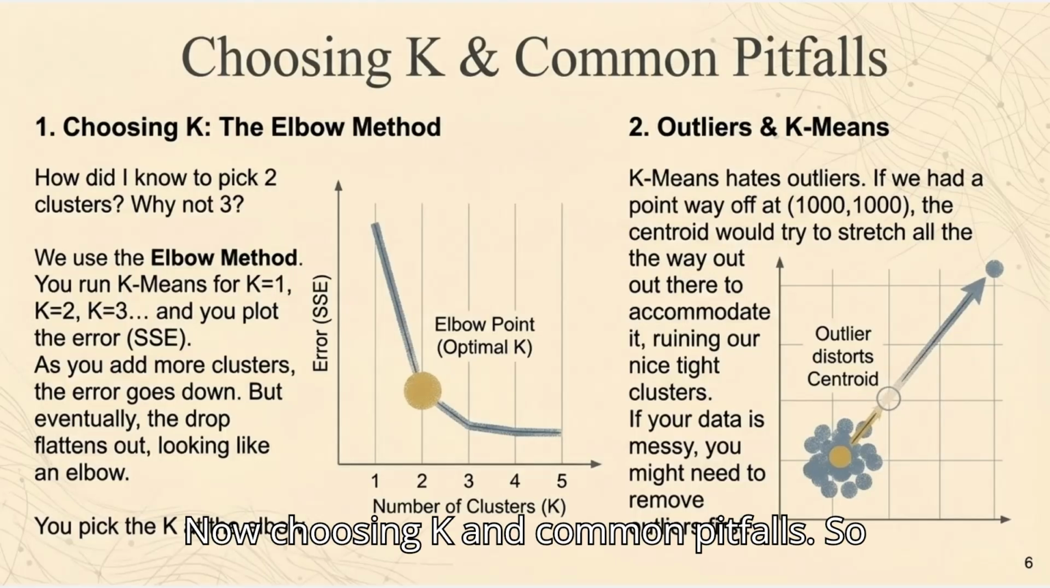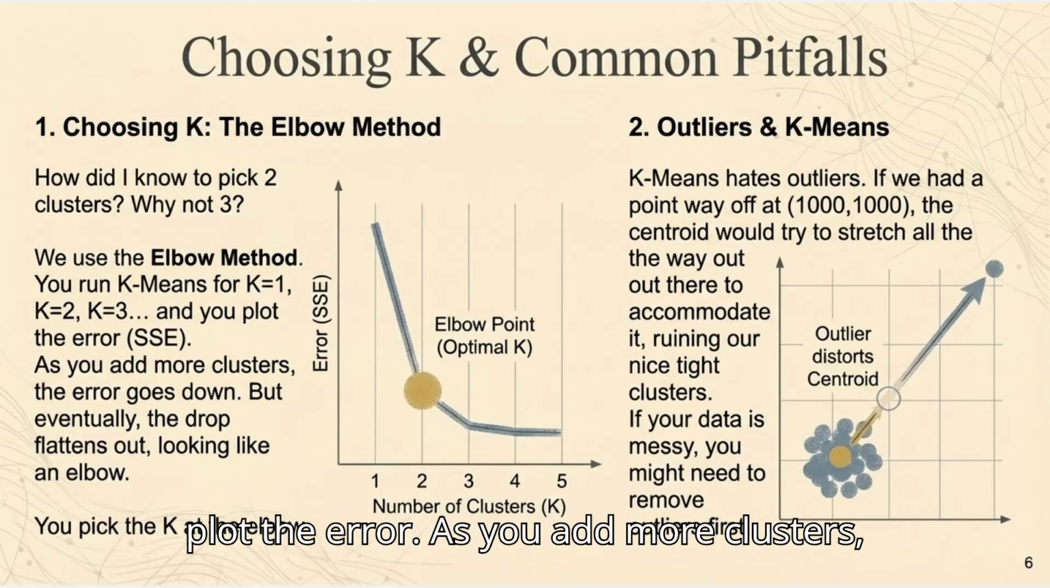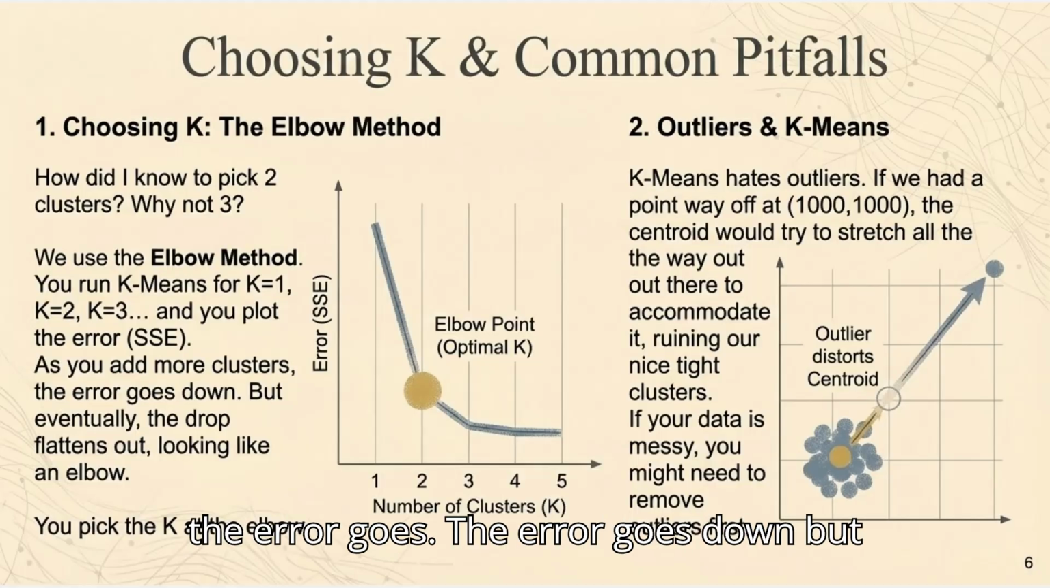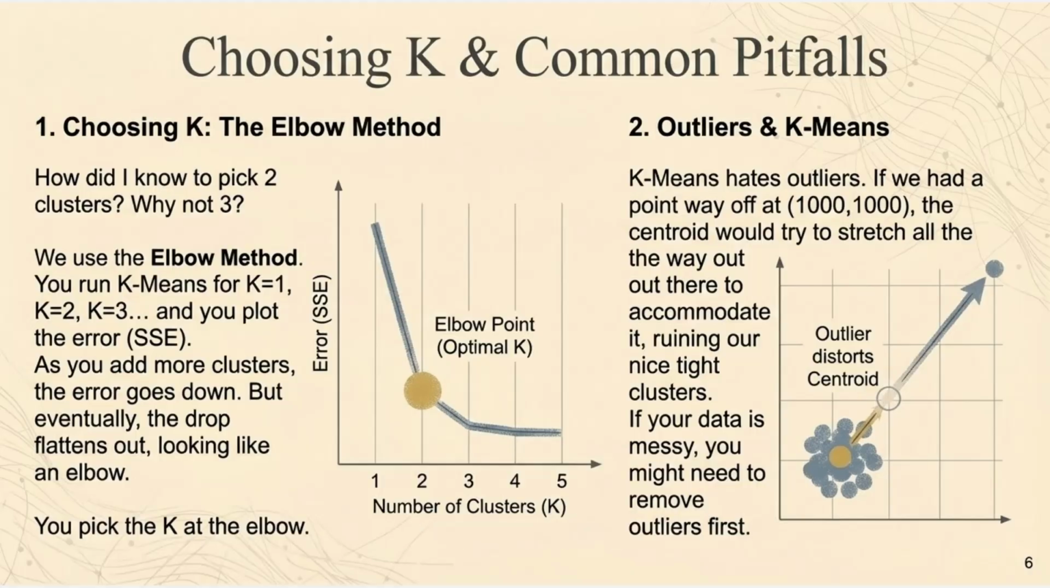Now, choosing k and common pitfalls. So, how did I know to pick two clusters? Why not three? We use the elbow method. You run k-means for k equals 1, k equals 2, k equals 3, and you plot the error. As you add more clusters, the error goes down. But eventually, the drop flattens out, looking like an elbow. You pick the k at the elbow.